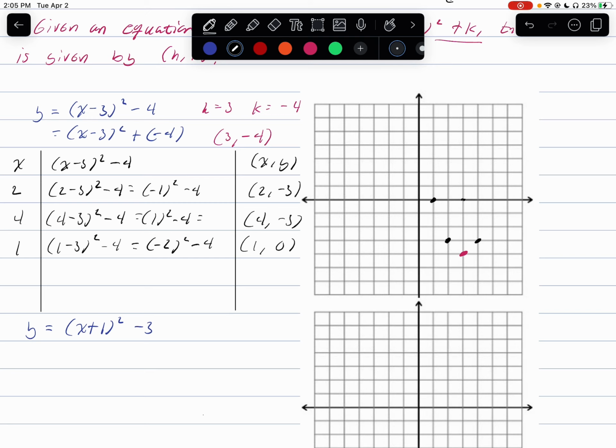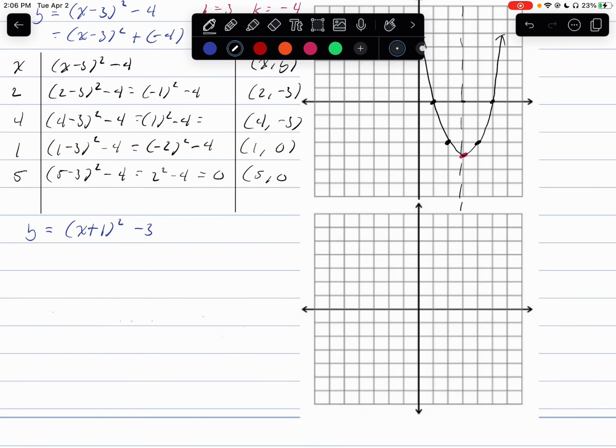What you'll notice is that as we keep plugging in points, next we're going to do 5, you're going to notice there's some symmetry across this vertical strip right here. So we're noticing there's a mirror image here. So my guess would be, if this follows, and I know this is what it's going to be, is that we should end up with the point 5, 0 if we're correct. So if we have 5 minus 3 squared minus 4, that's going to give us 2 squared minus 4, which is 4 minus 4, which is 0. So we'll have the point 5, 0. So this is roughly what your graph is going to look like for this parabola.